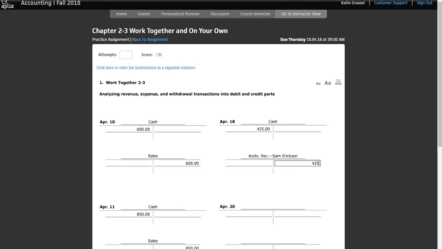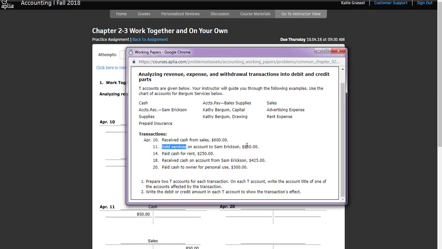Now the 20th, paid cash to owner for personal use. Who wants to try that one? Brett does? Wow. And if he needs a friend, he's going to use Logan. So Brett, what are my two accounts? Cash. Look up here. Which one do you think it is? I would agree with cash.